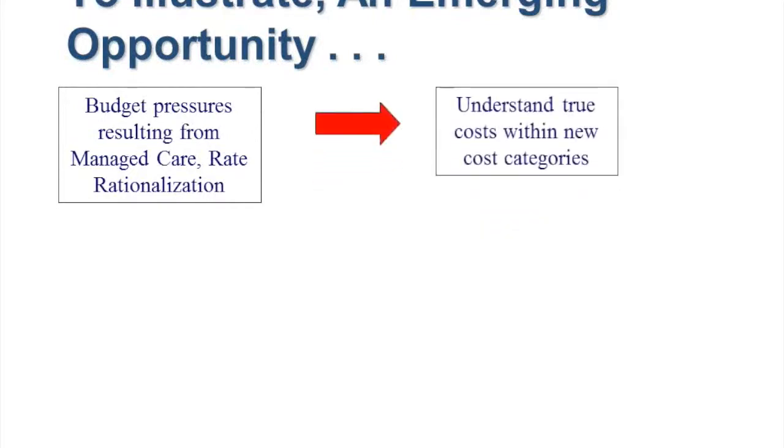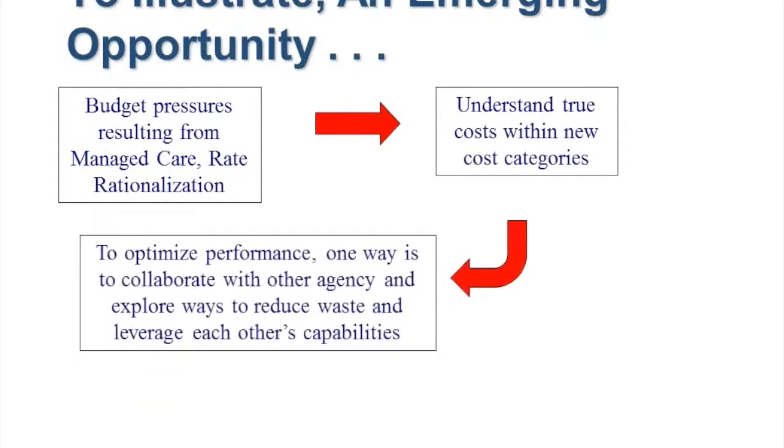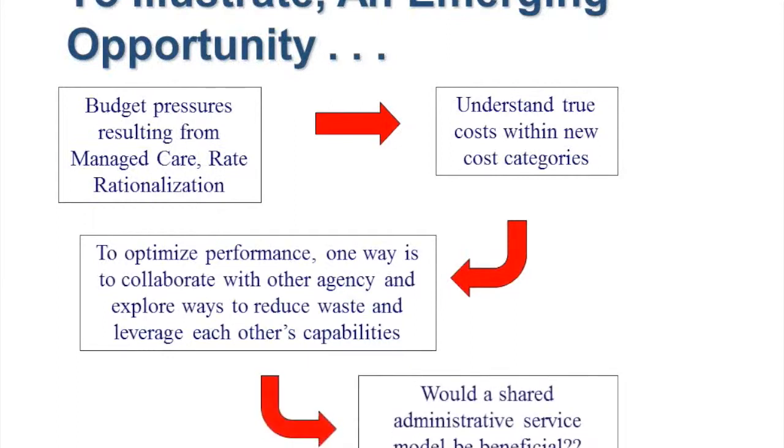And so the first step is, again, as Bill introduced in our first session, we need to understand the true costs within the new cost categories of rate rationalization. Once we do that, we could then look to optimize our performance. And one way, again, as we mentioned, would be to collaborate with another agency and explore ways to reduce waste and leverage each other's capabilities. One agency may have a strength in a certain administrative service, and it may be complementary to another agency. And then finally, what does that lead to? Well, perhaps a shared administrative service model, which may be beneficial to the whole equation here.